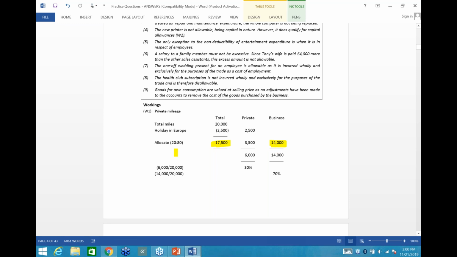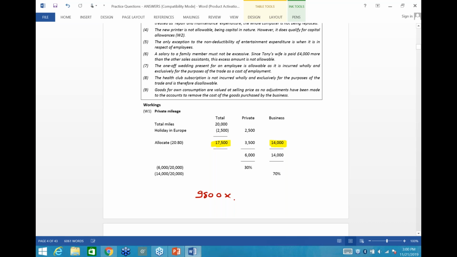Now, I need to find out the traveling that I have done for the purpose of business, because it's related to the business that I am doing, the trading that I am doing. Therefore, it's an allowable expenditure. So 14,000 miles I have done for business journeys out of 20,000. So you would see my motor expenses are 9,800.